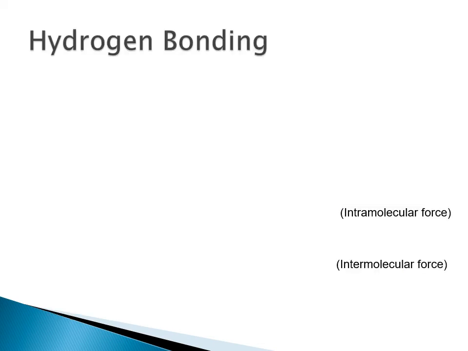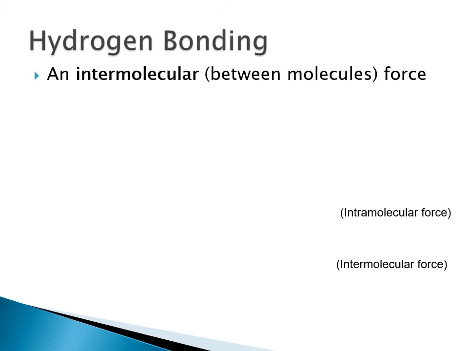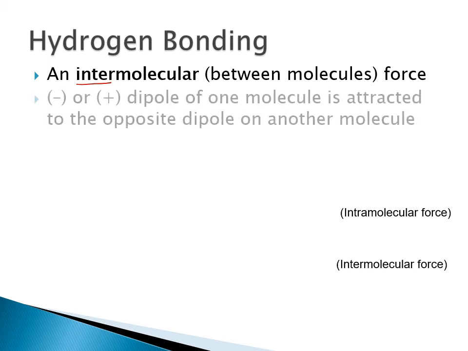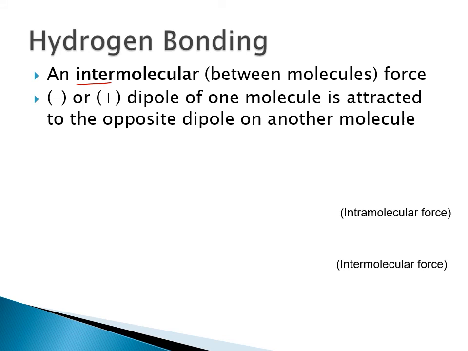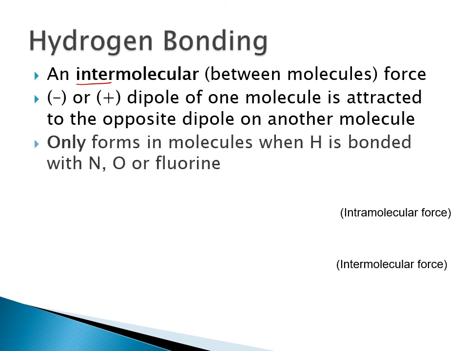Then there's hydrogen bonding. Now, if you understand what a dipole is and how dipoles can be attracted to each other, one dipole to the other, that's just what hydrogen bonding is. It's just a specific type of dipole. So again, this is an intermolecular force, between molecules force. And you have this negative and positive end to the dipole. It's going to be attracted to the opposite charge of another dipole on a different molecule.